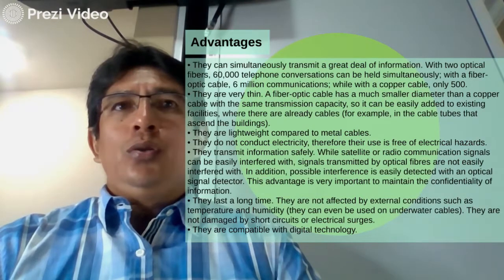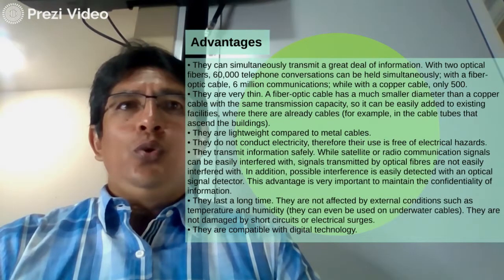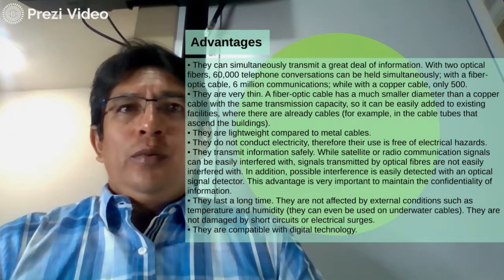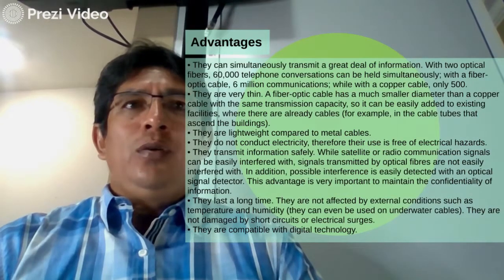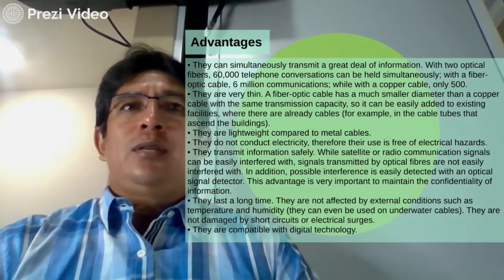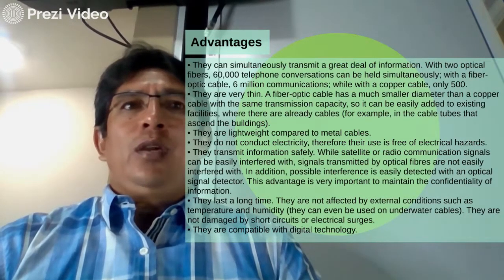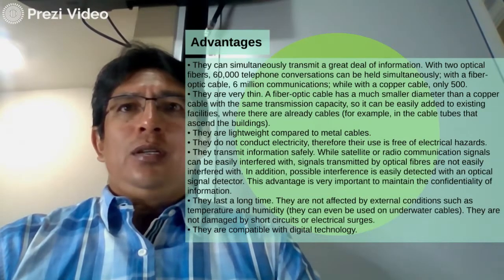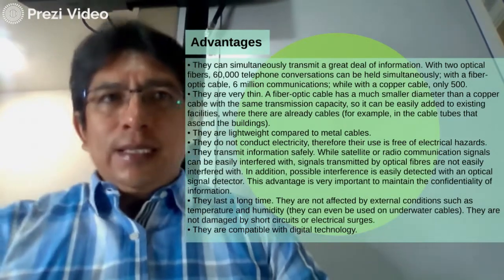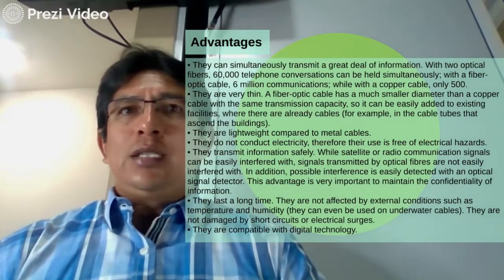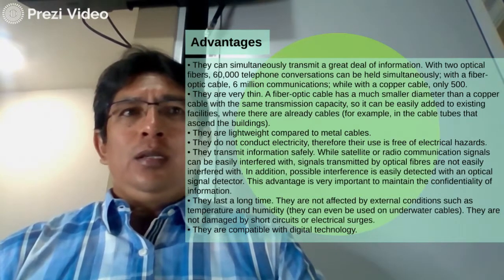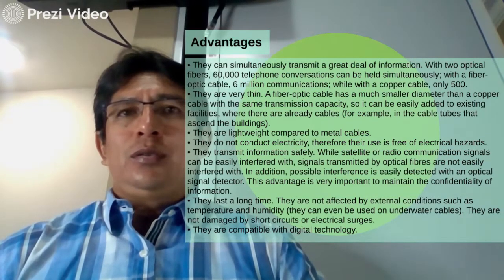They do not conduct electricity. Therefore, they are free of electrical noise. They transmit information more safely, while satellite or radio communication signals can be easily interfered with. Signals transmitted with optical fiber are not easily interfered with. In addition, any interference is easily detected by an optical signal detector. This advantage is very important to maintain confidence in the information.